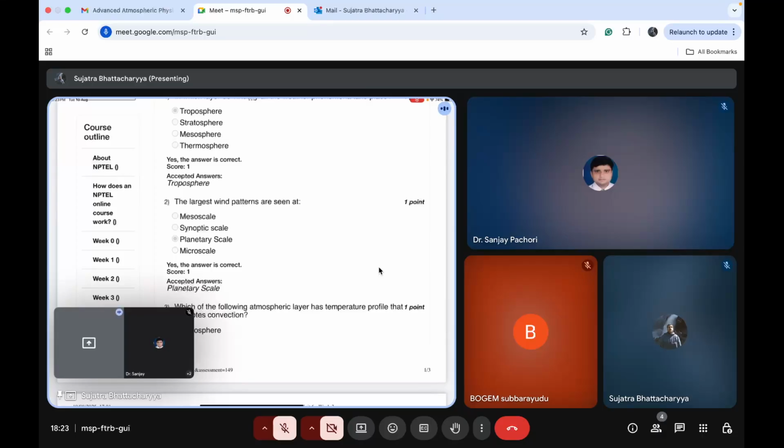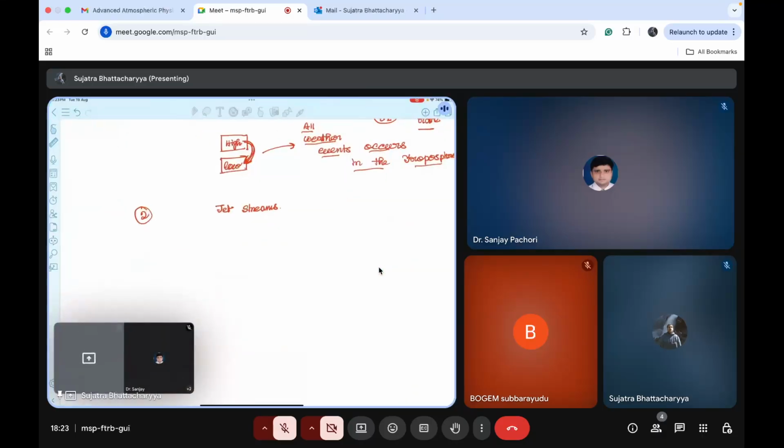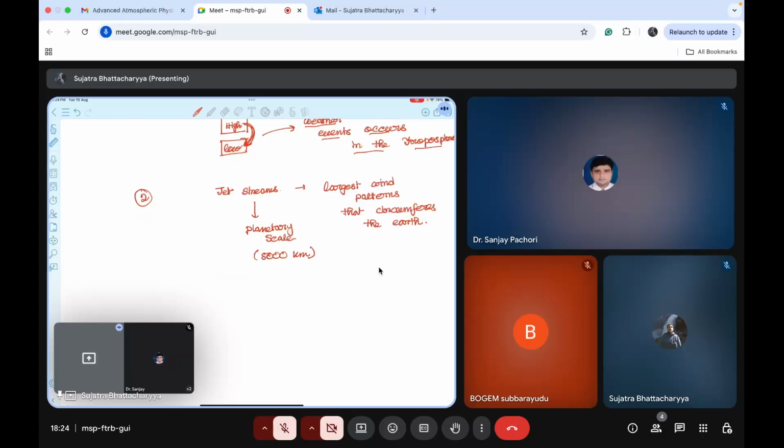And these largest wind patterns are what I have shown. So jet streams are the largest wind patterns that circumfere the Earth, right? So these are planetary scale, covering the entire Earth. That's why its average length scale is 5000 kilometers.